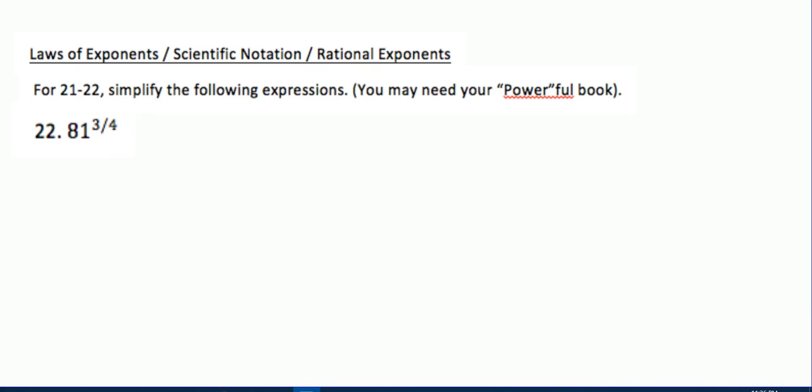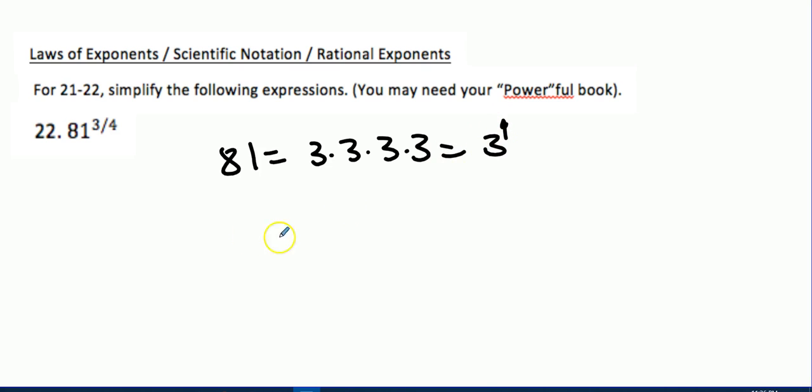22, same thing. So if you don't have your powerful number booklet and you don't have the formula sheet, here's how you would do the problem. 81 is going to be equal to either 3 times 3 times 3 times 3, which is 3 to the 4th, or it could be equal to 9 times 9, which is 9 squared.